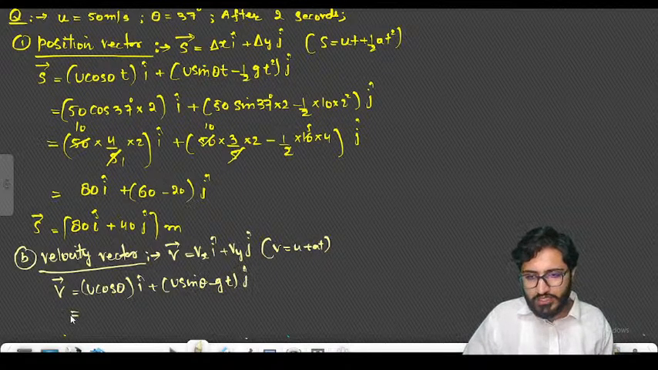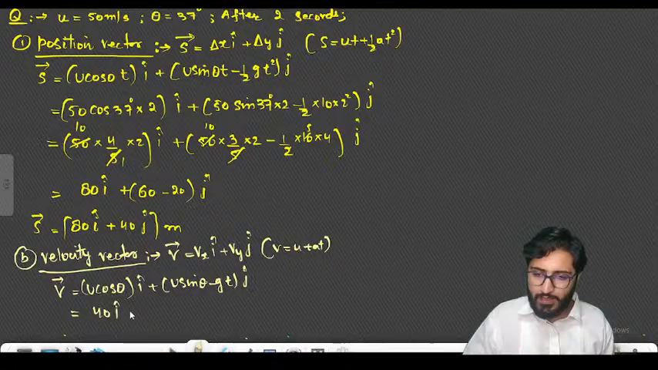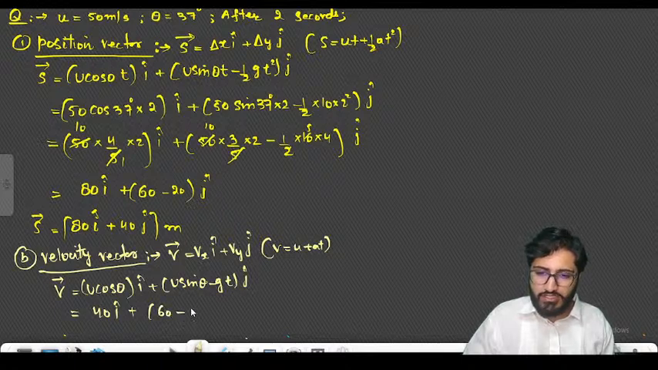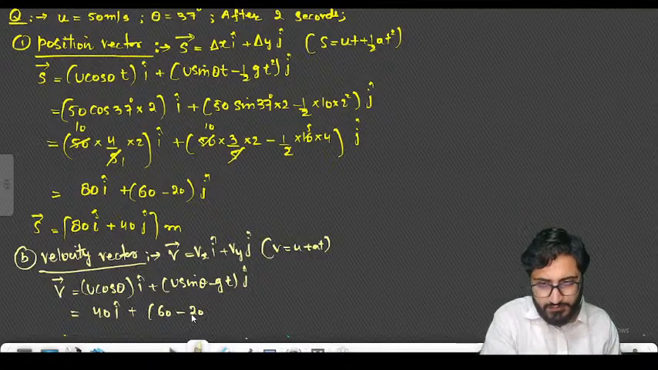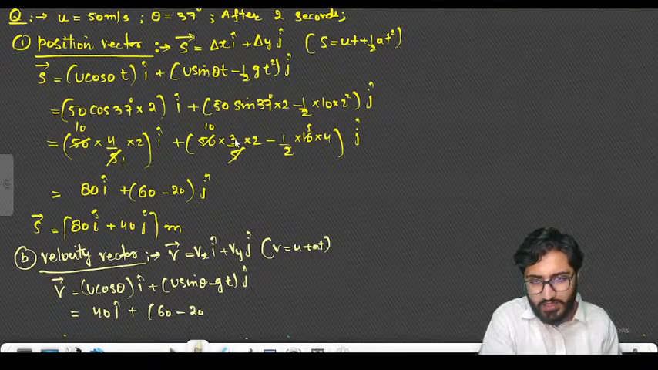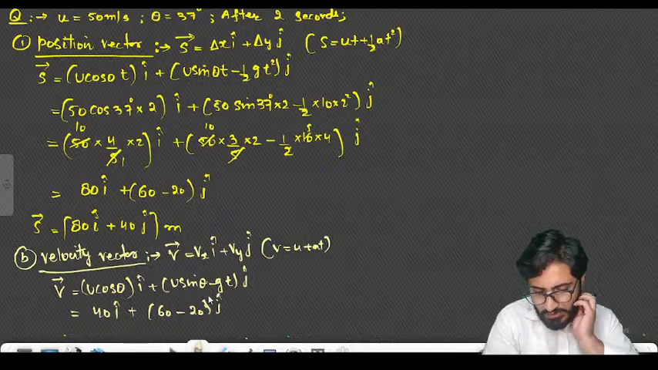What is u cos theta? U cos theta will be 40. So I can write 40 i cap plus u sin theta. U sin theta is 60. It is 60 minus g times t, which is 20. Let us see, 60 minus 20 is 40... it is 20 j cap. Done?